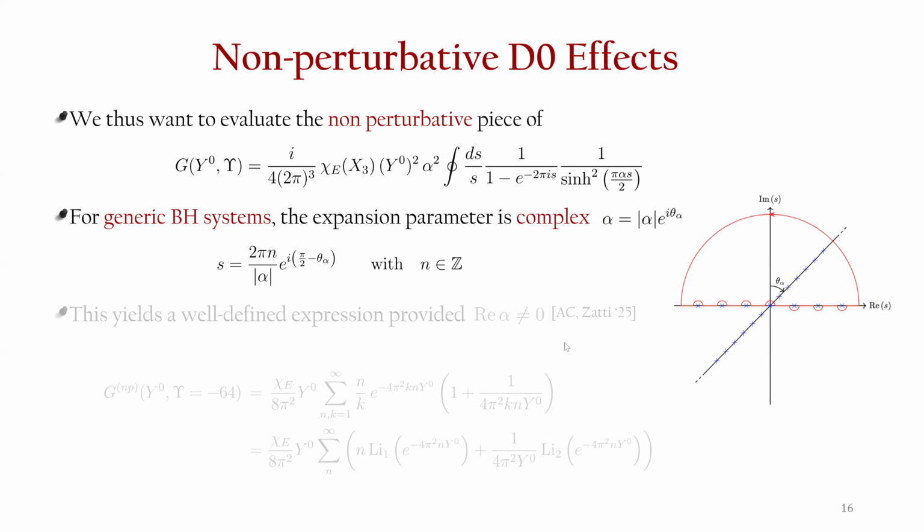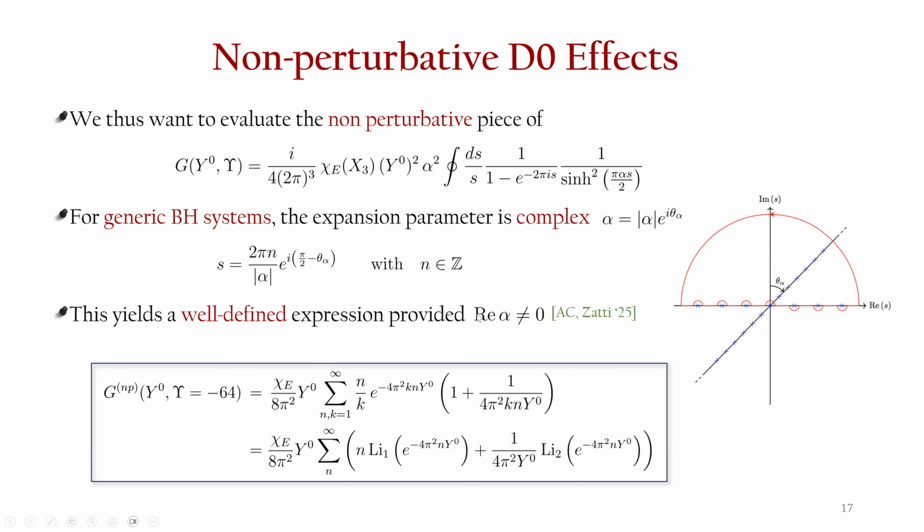So in particular, if you allow this expansion parameter to have some non-trivial phase, the theta alpha here, what you find is that the perturbative piece still always lies along the real axis, but the non-perturbative poles are now rotated away from the imaginary axis by precisely this angle. And as long as the real part of alpha is non-zero, so for every system except for the D2D6, actually, this prescription works perfectly well.